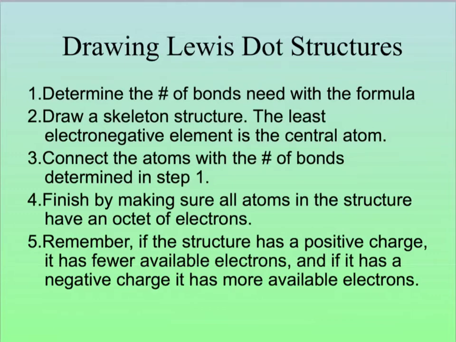Then you finish by making sure all the atoms in the structure have an octet of electrons, so they all need to have 8. So you might have to go back and finish off with the dots, the way we did it with the ionic compounds. And remember, if the structure has a positive charge, it has fewer available electrons, and if it has a negative charge, it has more available electrons. This will affect step 1, the numbers that you use in the formula to determine the number of bonds, so that's going to change.